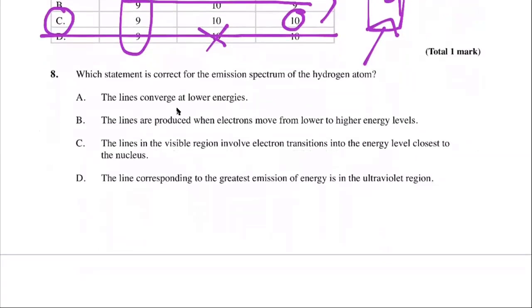All right, so 8, this is similar to the previous one we did, that this is related to the topic from Monday. So it says, which statement is correct for the emission spectrum of the hydrogen atom? So I'm going to give you guys a minute to read through because this is a question where you have to read all 4 answer choices and determine which one is correct and which 3 are incorrect.